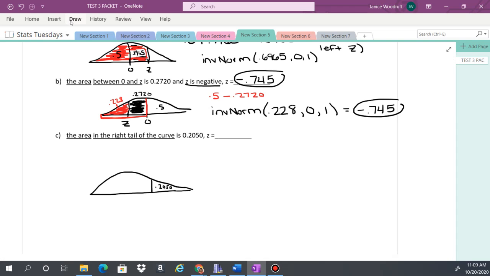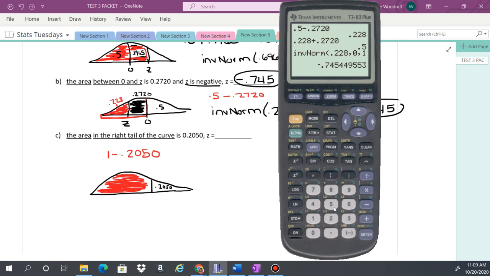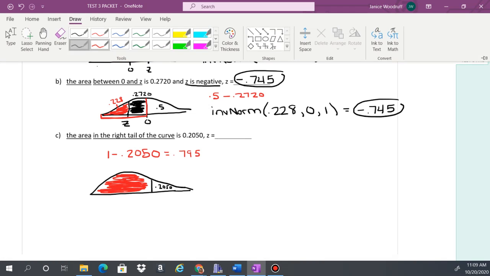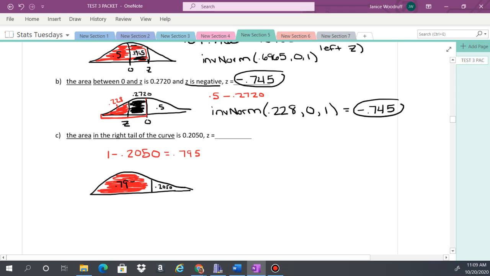How do we get the remaining area? It's all of it. Wouldn't it just be this area plus this area would equal 1? So if I subtract from 1, I can get that area. So 1 minus 0.2050 is 0.795. So the area in the left of the curve is 0.795.